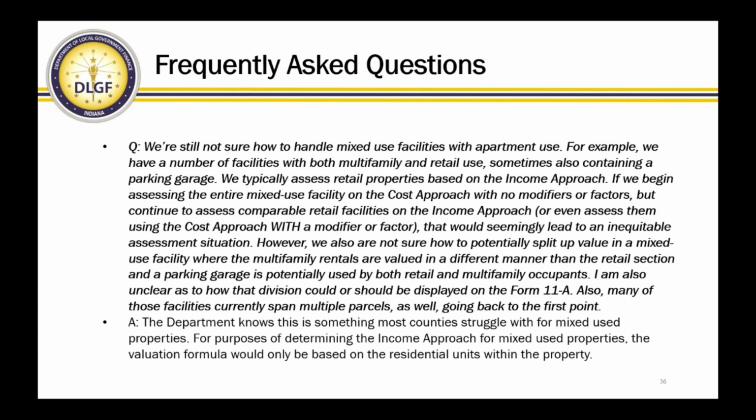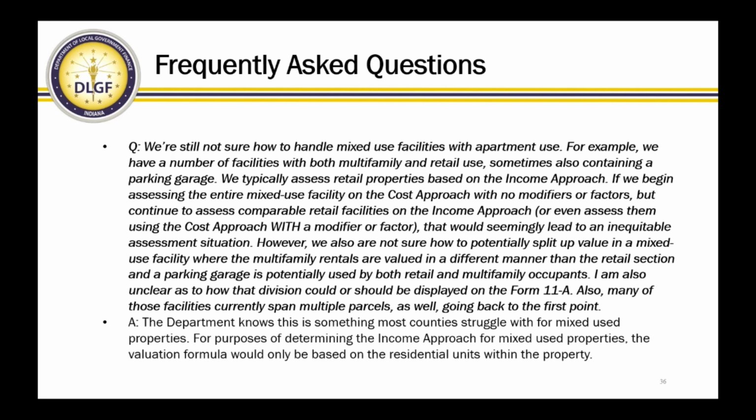What about mixed use facilities with apartment use? We have a number of facilities with both multifamily and retail use. Sometimes they also contain a parking garage, and they assess the retail properties based on the income approach. If you start mixing, what happens to those? Could you split it up? And then also, how would you display that information on the Form 11A?